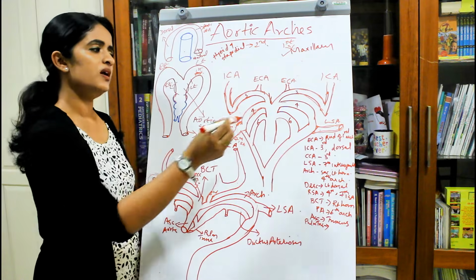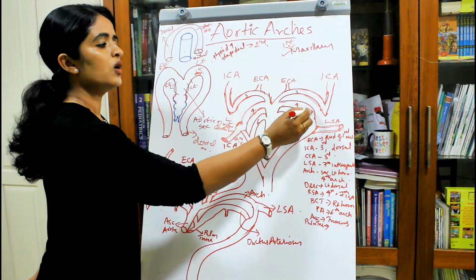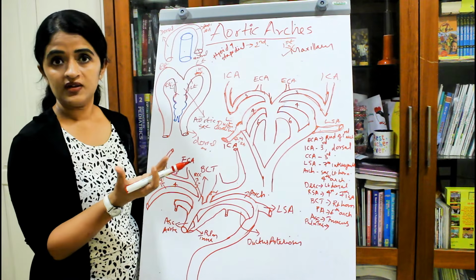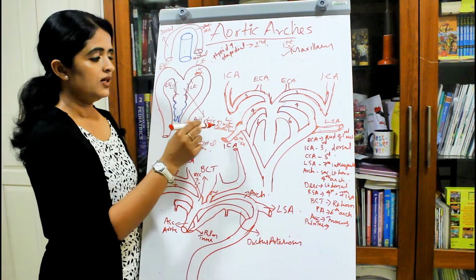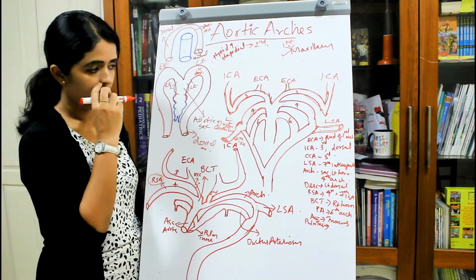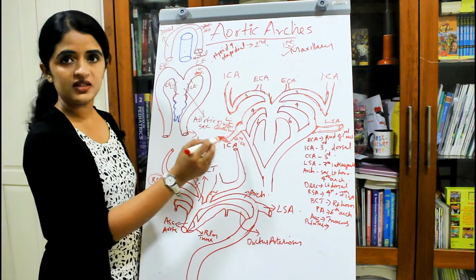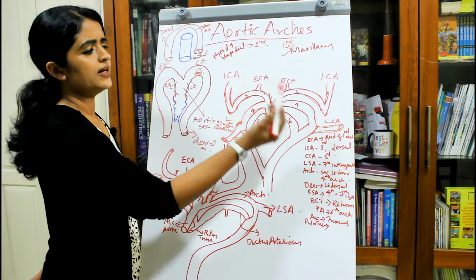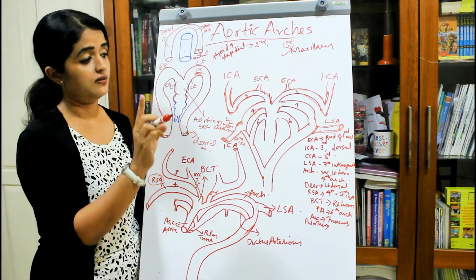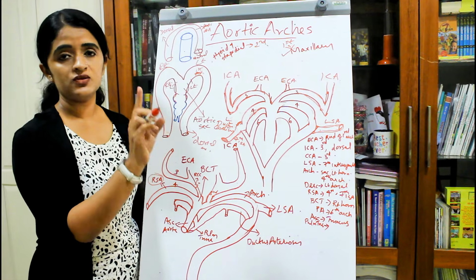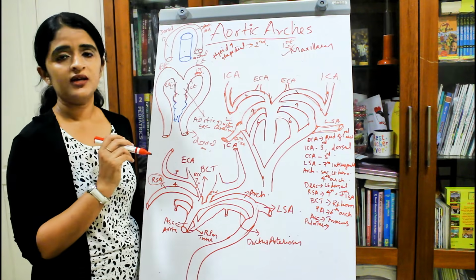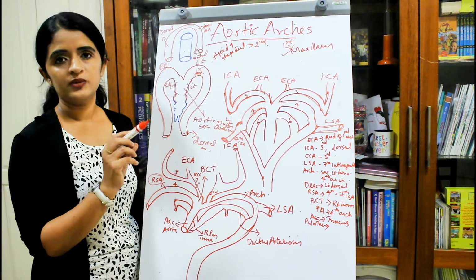Why is it so? Why is this fourth arch not contributing to the formation of the left subclavian artery? What could be the reason? Here on the right side, we mentioned there are two derivatives for the right subclavian artery, that is the fourth arch as well as the seventh intersegmental artery. But on the left side, we are just saying that it is just the left seventh intersegmental artery which is giving rise to the left subclavian. What about the fourth arch artery? At this point, we have to remember one thing.